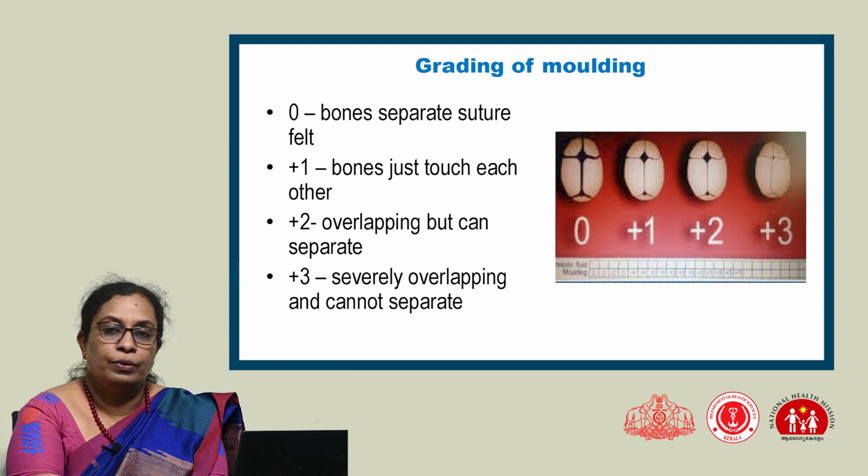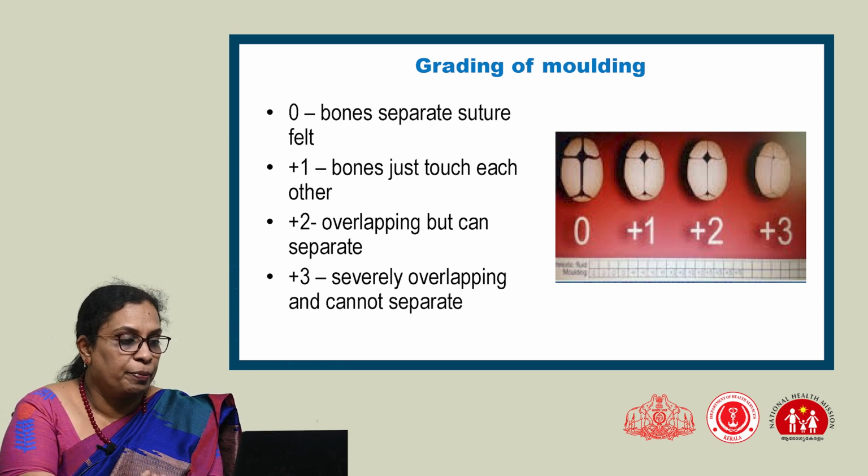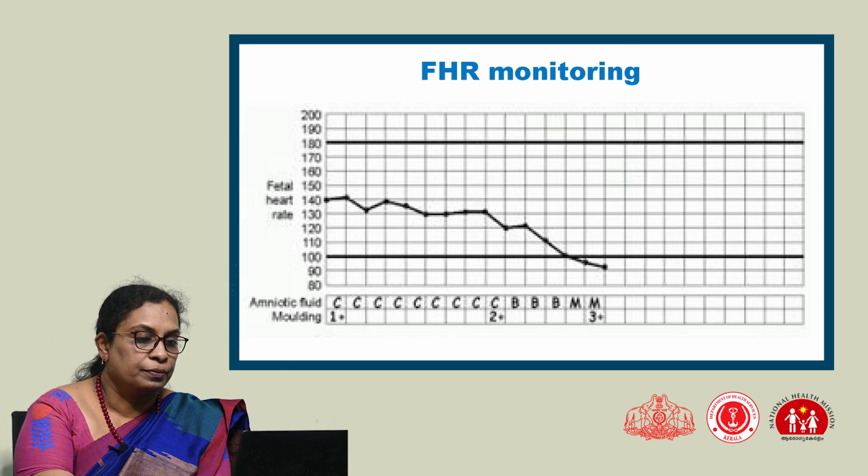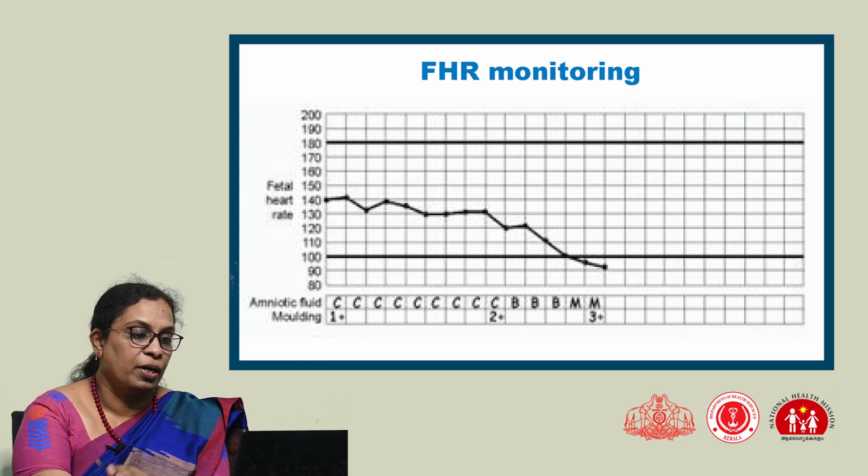This is how we have to do the grading. That is 0 if the bones of the skull are separate. It has separate sutures, you can feel the sutures. +1 when the bones are approximating each other. +2, the bones are overlapping but they are separable. And +3, they are overlapping and cannot be separated. In +3 you consider it as cephalopelvic disproportion. This is how we do the fetal part monitoring.